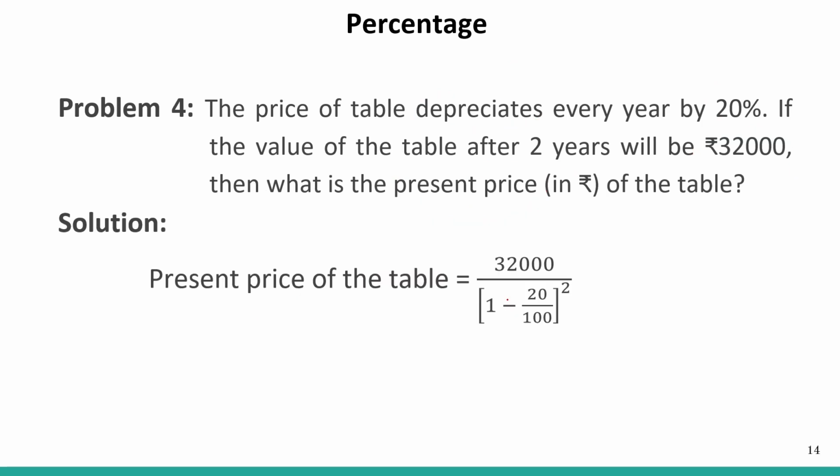So the present price of the table is 32,000 by 1 minus 20 by 100. We can also do this manually, but let's focus on the general formula method. So 32,000 by (1 minus 20 by 100) whole square. This is minus here. In the previous question, since there was appreciation, that's why we added things here, but in this case it will be subtracted.